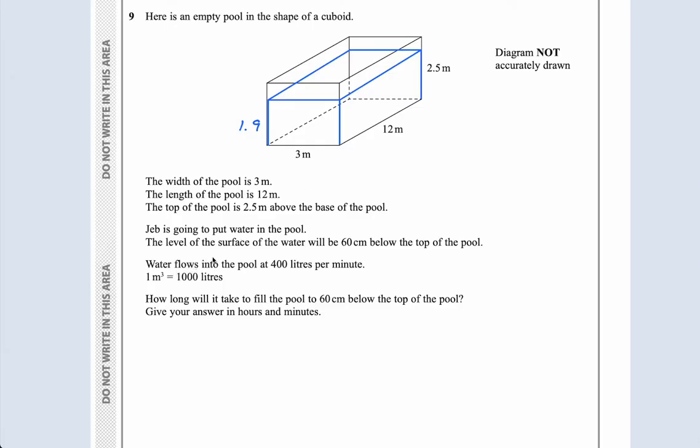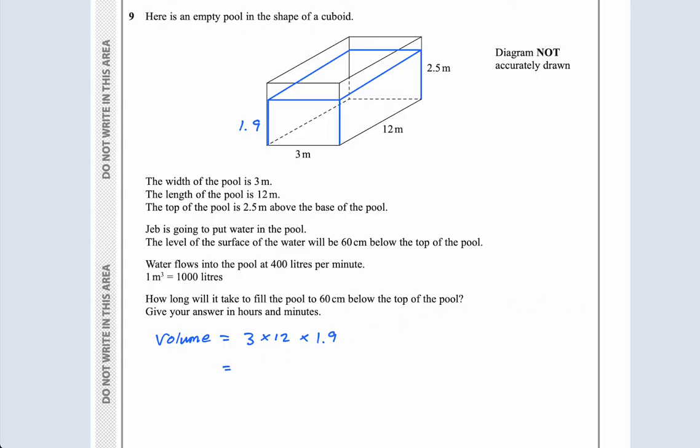Okay. Water flows into the pool at 400 liters per minute. 1 meter cubed is 1,000 liters. How long will it take to fill the pool? Okay, so the first thing I need to get is the volume when full. The volume is equal to 3 times 12 times 1.9. So this is a little trick they're adding, well, they're making the problem a little bit more difficult. It's not this times this times this, it's this times this times this, because of this 60 centimeters thing.